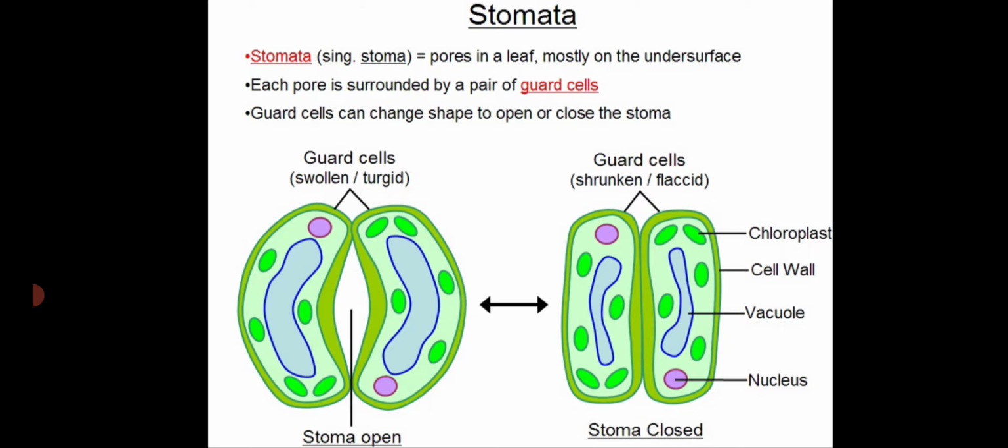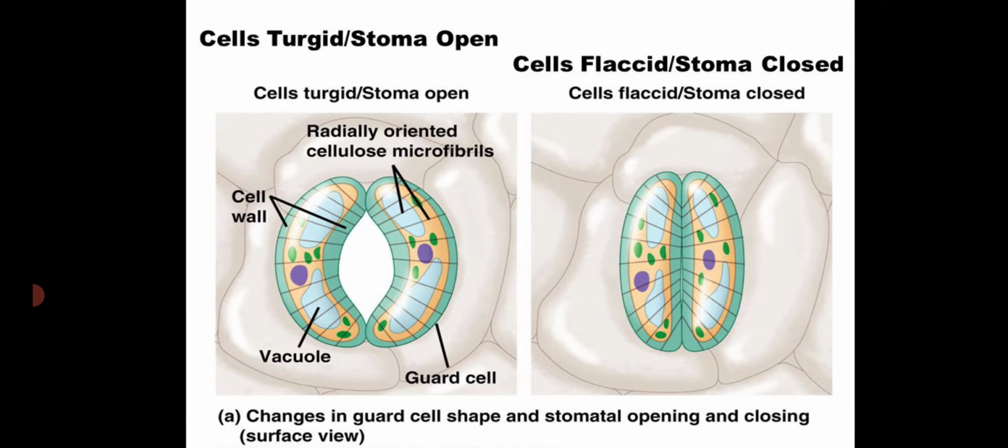See children. They become swollen, turgid, and then they open. And they send the water whatever it has. Again they shrunken. It's flaccid we call it. They close them. These guard cells contain chloroplasts. They are covered by cell wall. They consist of a vacuole and a nucleus in them. When cells become turgid, stoma will open. When cells become flaccid, stoma will close.